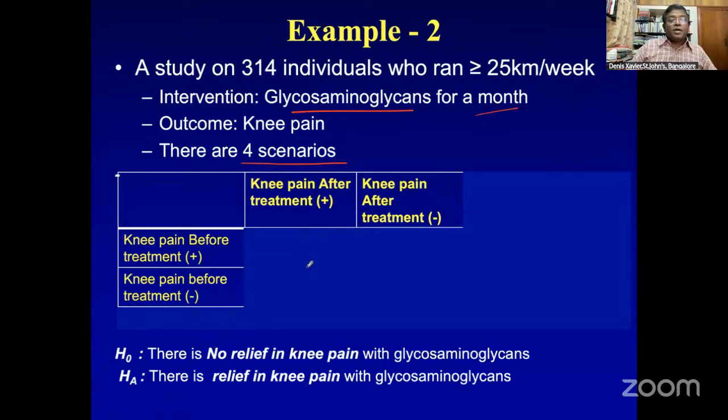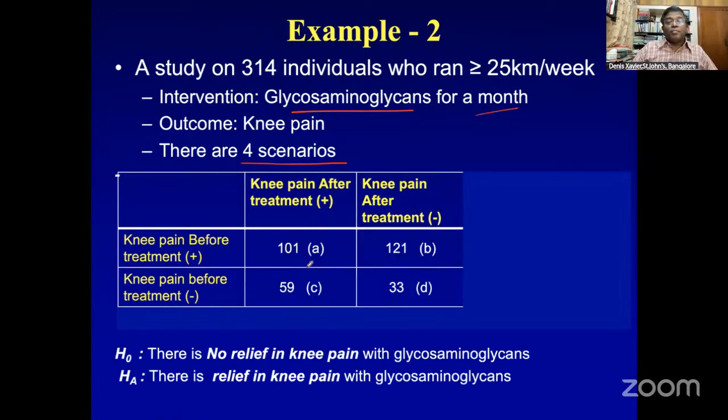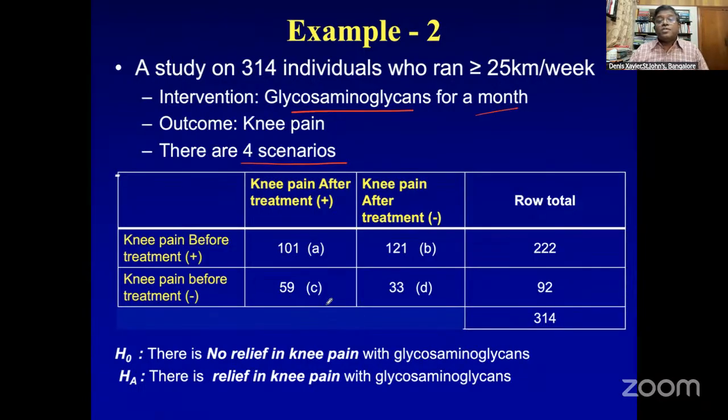Okay, so let's look at some of these numbers. 101 people had knee pain before, knee pain after, no difference with treatment. There are 121 people who had knee pain before treatment, but the knee pain disappeared after treatment. Fantastic. And look at this group. 59 people had no knee pain before, and then they developed knee pain afterwards. So these are the totals now. There were 222 people who had knee pain before treatment, and 92 people who had no knee pain before treatment, and people who have knee pain now and no knee pain now.